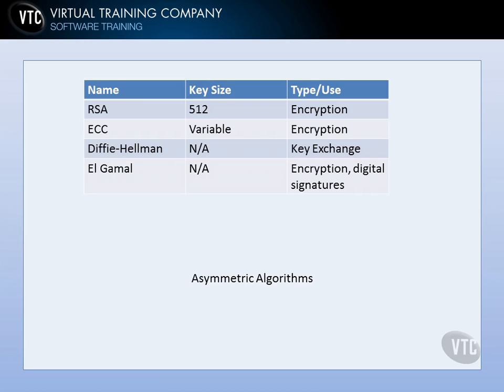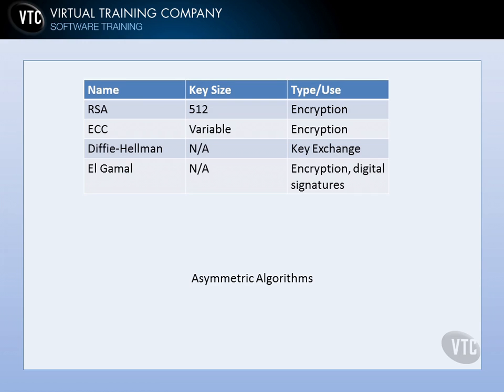Diffie-Hellman and El-Gamal are used in key exchanges. They're key exchange protocols, although El-Gamal can also be used for encryption and digital signatures. El-Gamal is actually a derivative of Diffie-Hellman. Those are the four primary algorithms you'll see tied to asymmetric, and they're all block, by the way. They're not stream. Again, the only streaming cipher you'll see mentioned is RC4.